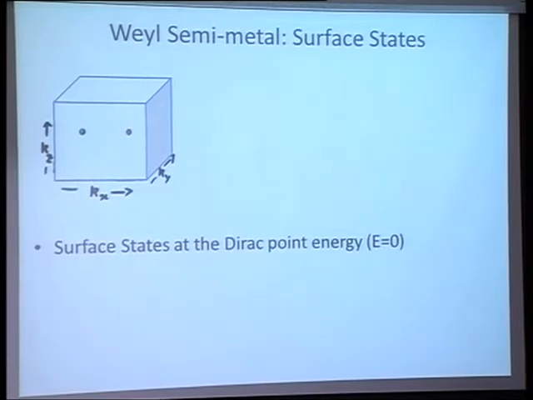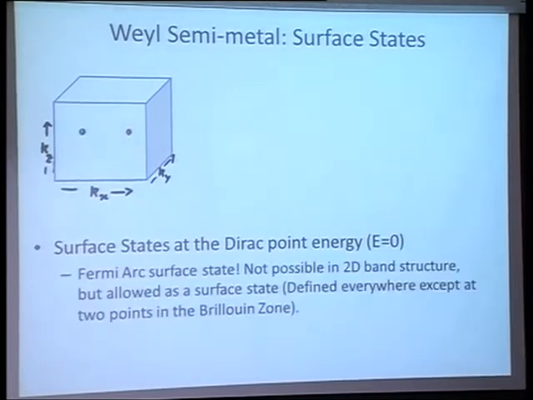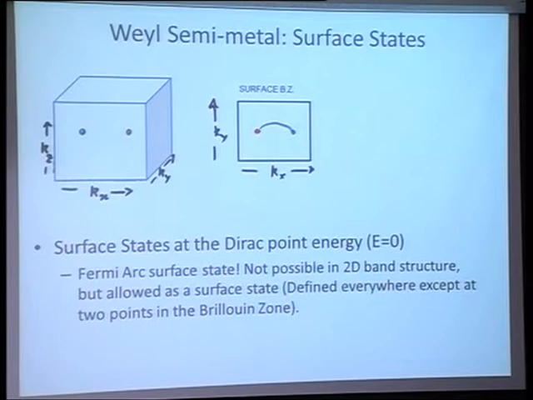At that particular energy, you can define surface states anywhere in the surface Brillouin zone, except at 2 points, which is the projection of these points onto the surface Brillouin zone. At those 2 points, if you put on an electron, they can leak into the bulk, so surface states may not be well defined. Okay, so that's the surface Brillouin zone. And it turns out that the surface states that you get, defined everywhere else in the surface Brillouin zone, take the form of a Fermi arc. So you have low energy or zero energy electronic excitations at the surface on a line that connects these 2 points.